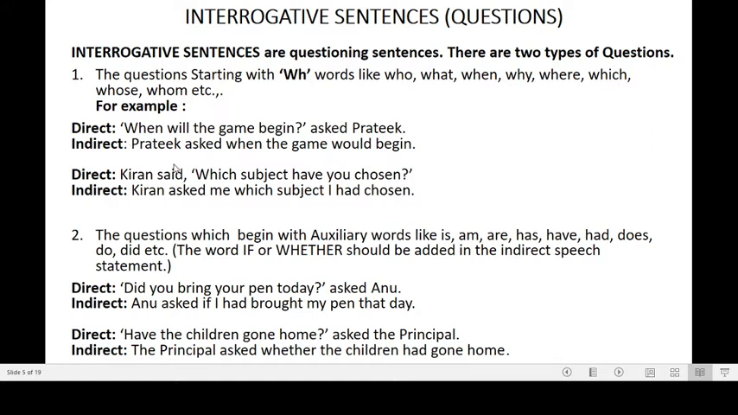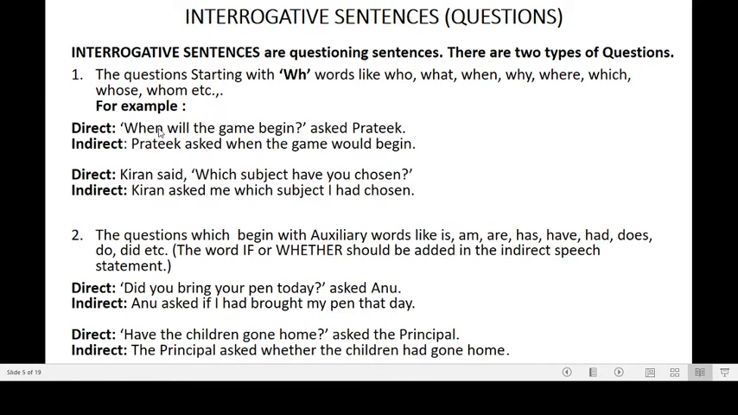Let's look at the example. "When will the game begin?" Usually these questions are interrogative sentences. They end with a question mark, but assertive sentences end with a period or full stop. Interrogative sentences end with a question mark, and they are quoted within inverted commas, as you know. "When will the game begin?" asked Pratik. So it should be changed into indirect speech like: Pratik asked. We are not using "said that" here because it is a question. So you should use: asked when the game would begin.